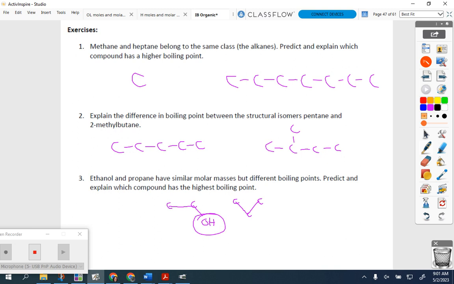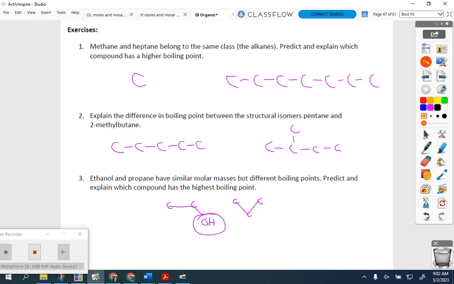Remember, hydrogen bonding is hydrogen directly bonded to oxygen, nitrogen, or fluorine. All of those 3 are going to be especially polar, and that's going to give it a pretty strong intermolecular force. Yes, hydroxyl group, yes. So anytime you have the difference between an alkane and an alcohol, the alcohol is going to have the higher boiling point because of the potential for hydrogen bonding.